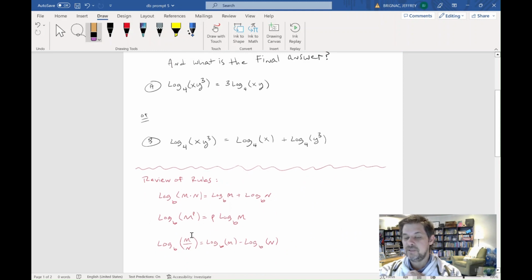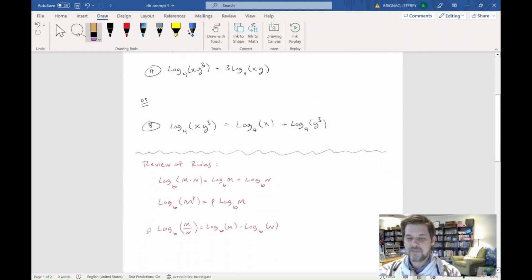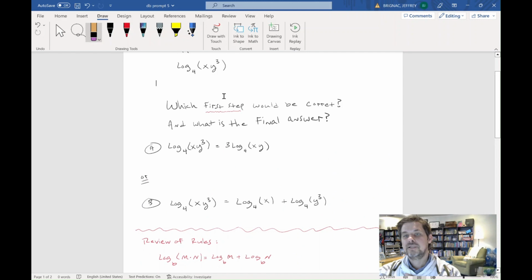Okay, there is a third rule that's not applicable in our problem. It says log base b of m divided by n is log base b of m minus log base b of n. In other words, for logarithms, division in here translates to subtraction out there. But we don't have a division, so this rule might be perfectly valid on its own, but it's not applicable in my example.